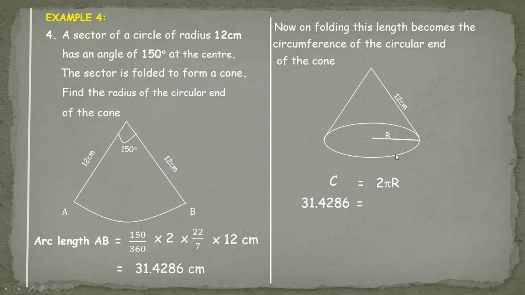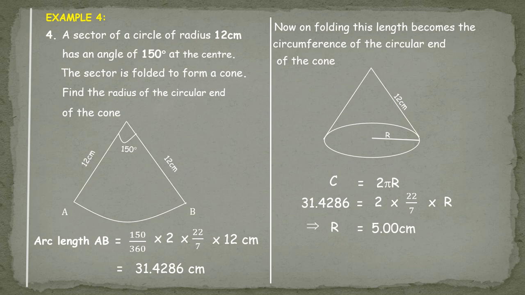31.4286. Since I know this, it means that I can get the radius of this circular end using the circumference, which will be equal to 2 pi r. So we substitute, and the mathematics will give us the radius as 5.00 centimeters. And that is the end of our question number 4.